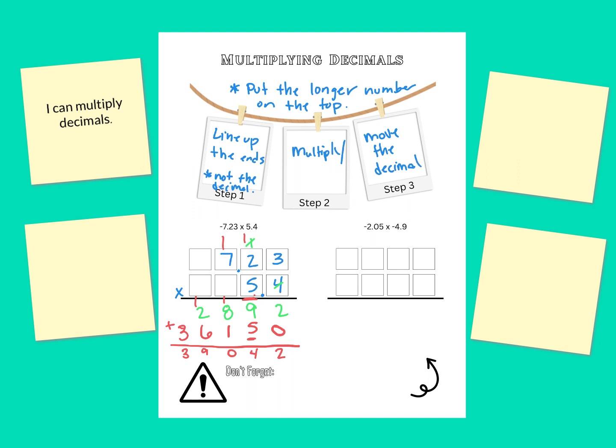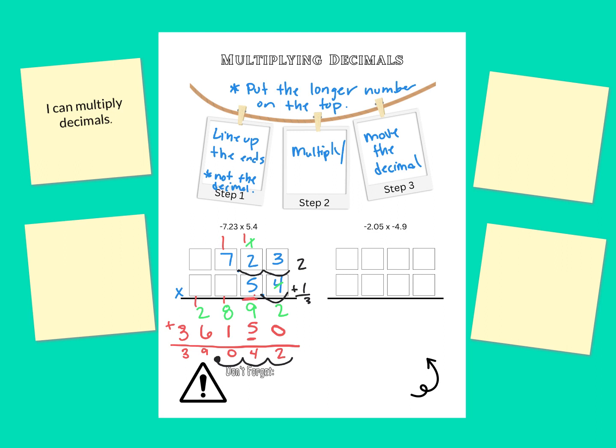So to do that, we count, there's 2 decimal places here, there's 1 decimal place here, altogether that's 3 decimal places. So in my final answer, I need to move the decimal 1, 2, 3 places. That makes 39.042. But we have one more thing.